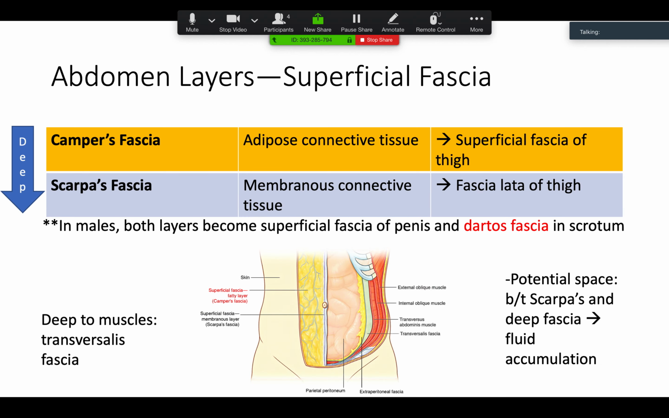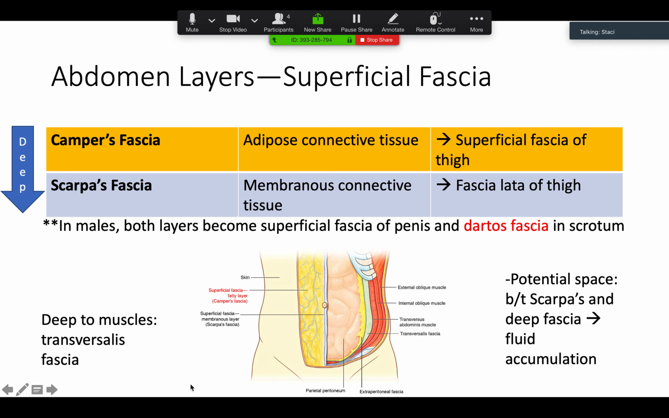Okay, abdomen. And this was with Dr. Dudzik. So we've got layers of our superficial fascia, and going from most superficial to deep, we've got our Camper's fascia and then our Scarpa's fascia. Our Camper's fascia is made out of adipose tissue, where Scarpa's is made out of membranous connective tissue. And remember, you camp out and scarp in.